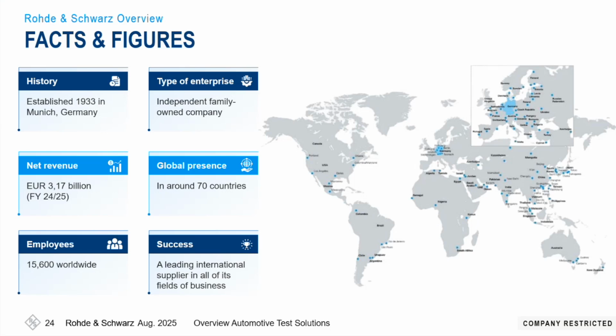So just a brief introduction for Rohde & Schwarz. We are a German company that has been around for a very long time, since 1933. We are independent, family-owned, and the main reason for that is it enables us to drive our investment in different areas. We're about 3 billion in turnover, and we have a global presence.